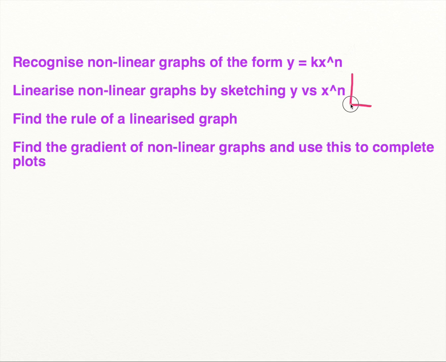We had a graph that looked curvy, and then when we graphed it with x to the power of n, it became a straight line. From there, we were able to find out what k equaled, and that allowed us to find the rule. And then finally, we were able to find the gradient. So the gradient was k, which was our y2 minus y1 over x to the n 2 minus x to the n 1. So I hope that's all helped, and we'll practice this a little bit more in class.